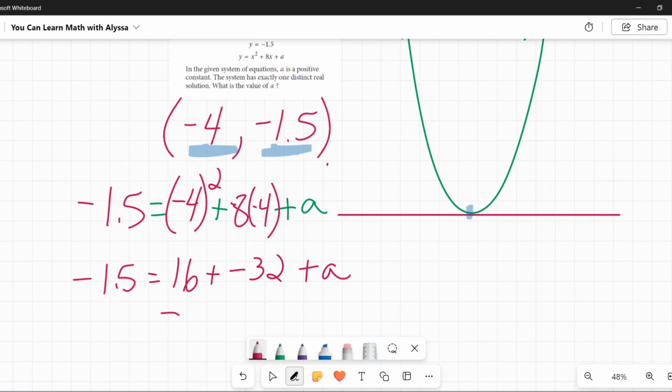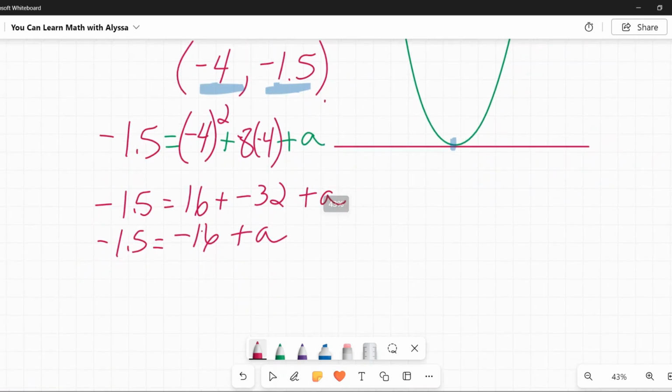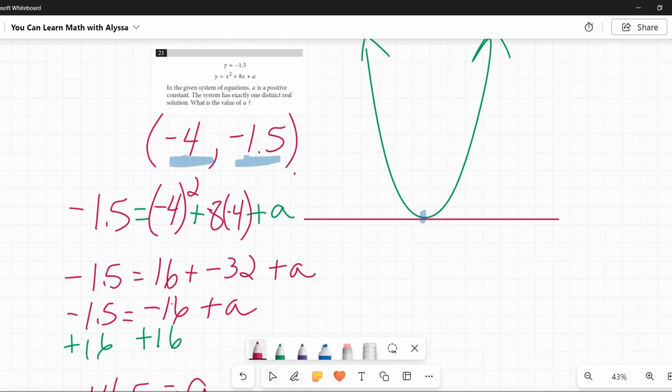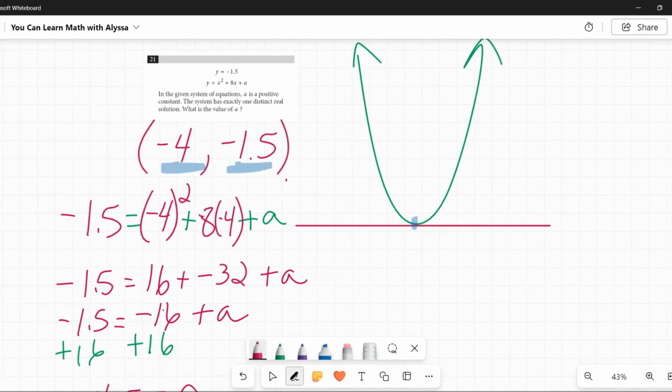16 plus negative 32 is negative 16. So I have negative 1.5 equals negative 16 plus a. And then scoot up again. To get rid of that negative 16, I'm going to add 16 to both sides. So on the left, I have 14.5 and a is on the right. So 14.5 is my a. That's the answer.